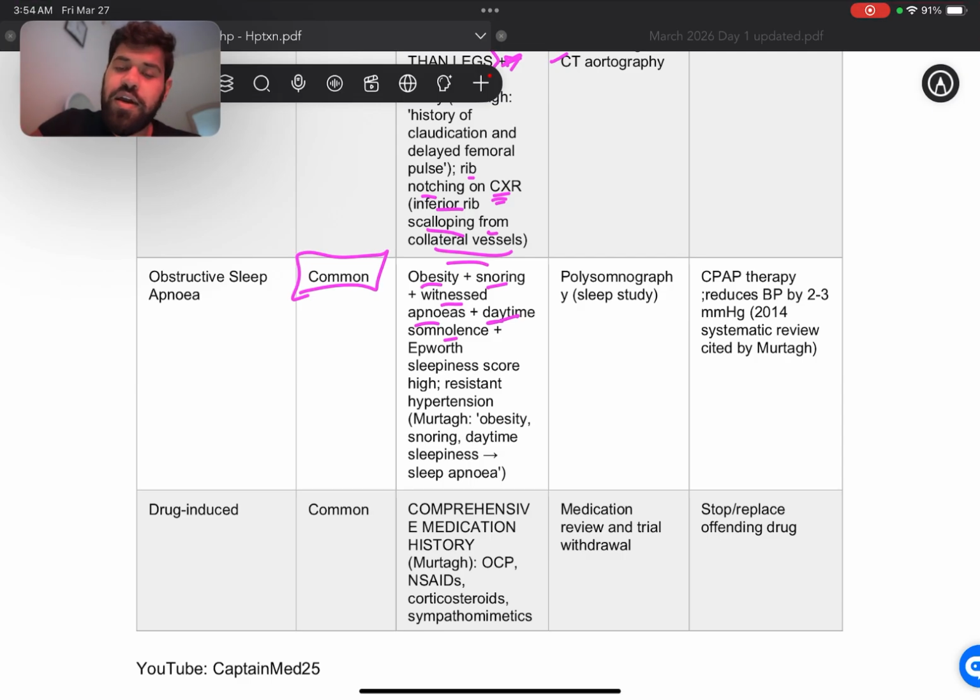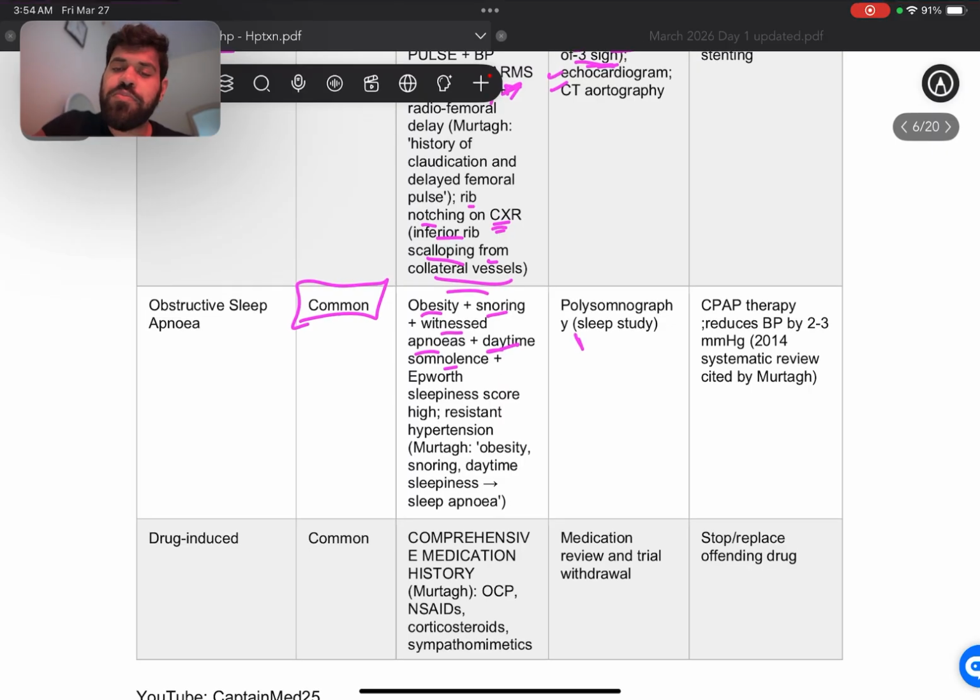All right, and for this the study of choice is going to be a polysomnograph, and the treatment is going to be CPAP therapy, which is going to reduce BP by 2 to 3 mmHg.